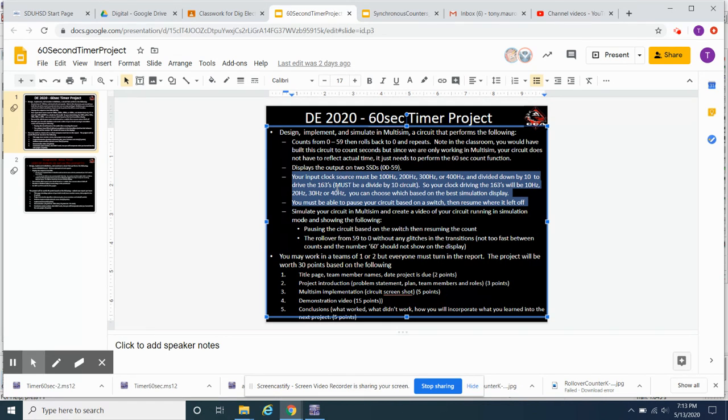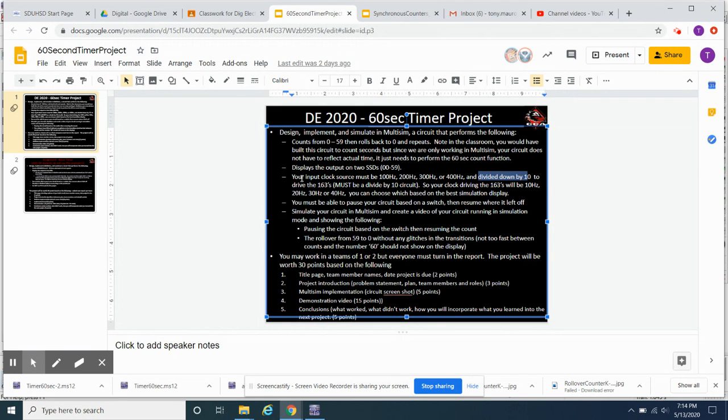Okay, so the part where your input clock must be one of these values, and it could be even higher. You could make it 600 or 700 hertz. But the key is that it has to be a divide by 10. So it has to be divided by 10 to drive the 163s. The reason we want to do that is because we want the simulation to run such that we can track the counter happening. It doesn't have to be exactly 1 second per tick of the clock.